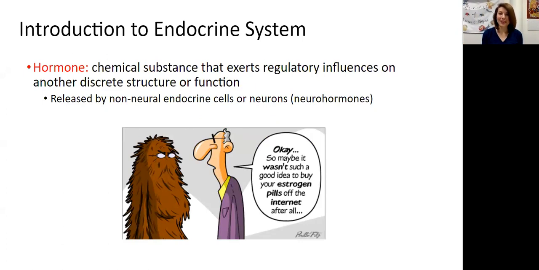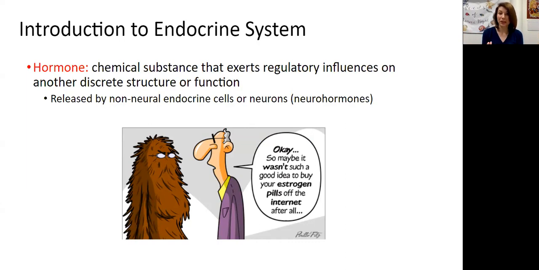All right, so our endocrine system is all of our hormones. And a hormone is defined here as this chemical substance that's going to exert some kind of a regulatory influence on a structure or a function. So that's a pretty broad definition, and it turns out that hormones can look really different and they can act really differently depending on what kind of hormone we are talking about.